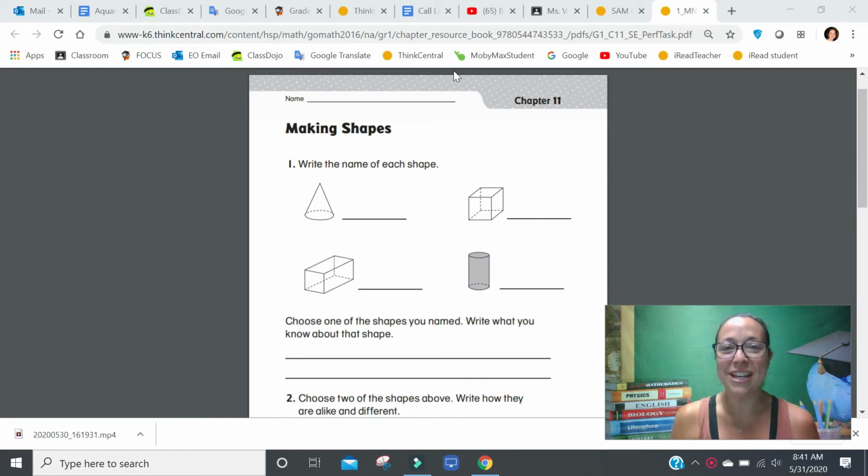Hola niños! Today we're going to take our chapter 11 performance task. Vamos a tomar o hacer la tarea del final del capítulo 11. So make sure that your thinking cap is on.